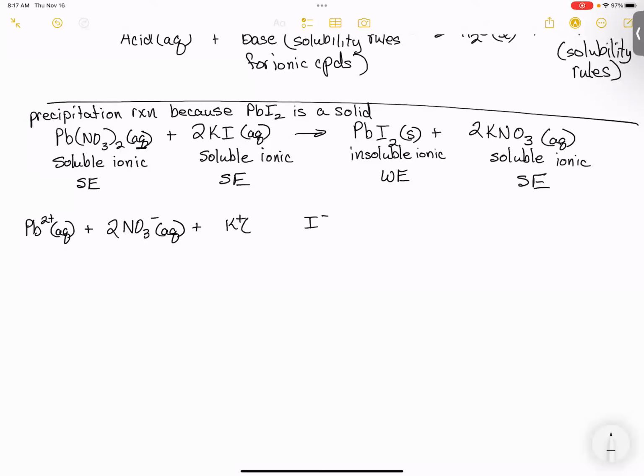The ions will have the same state of matter as their parent compound. So since the parent was aqueous, the ions are aqueous. But this is a balanced equation, so we've got to do something with that coefficient of 2. That coefficient of 2 means that there were 2 potassiums and there were 2 iodides.